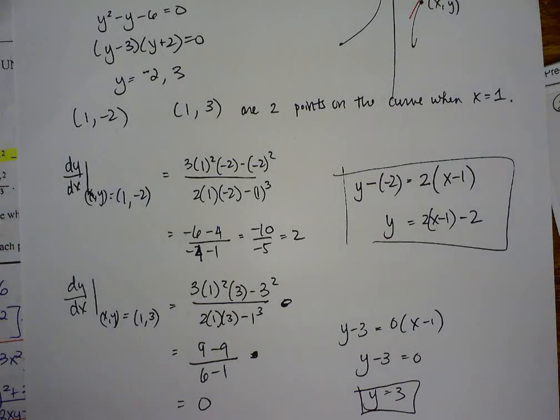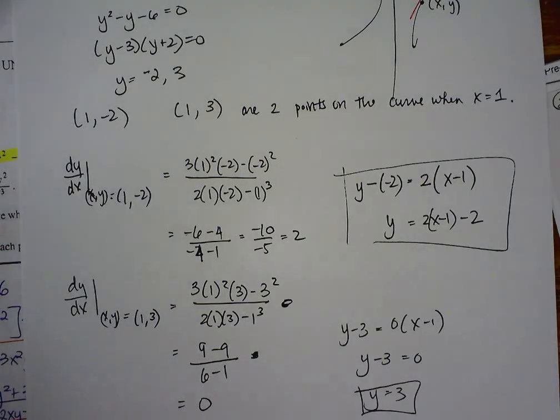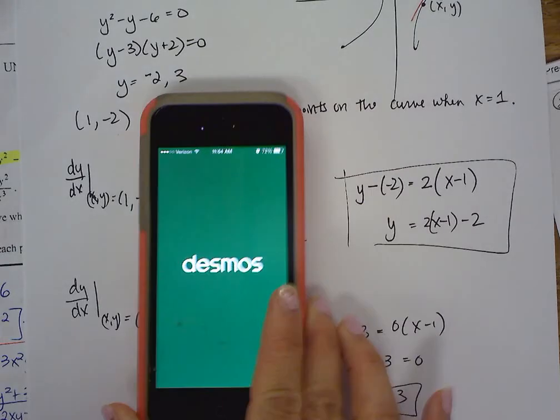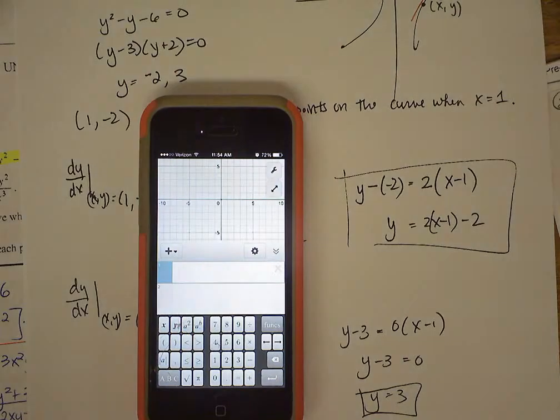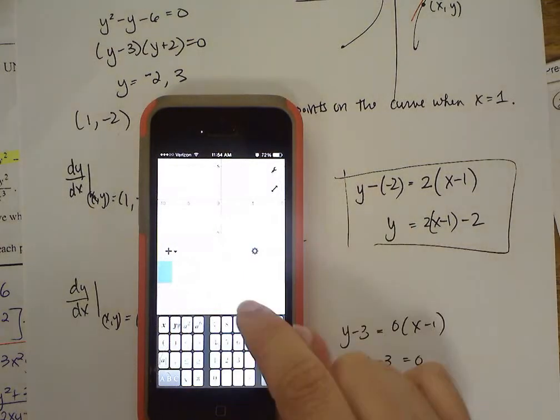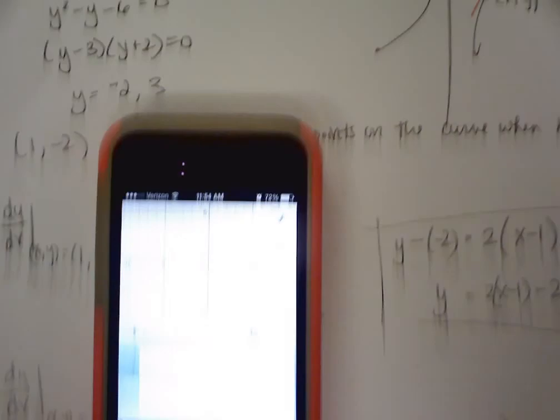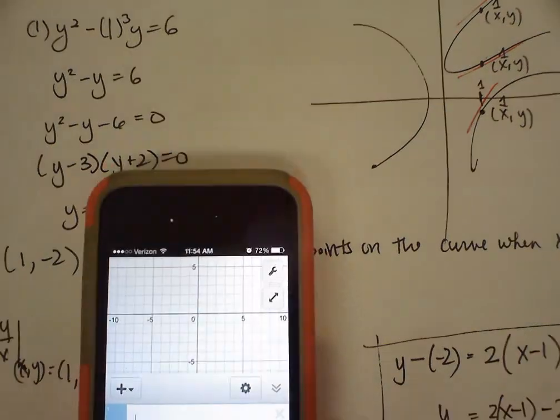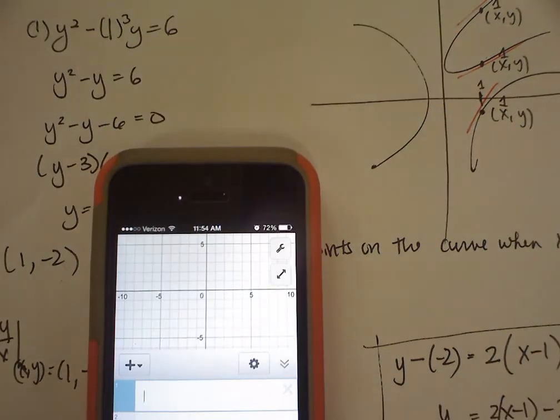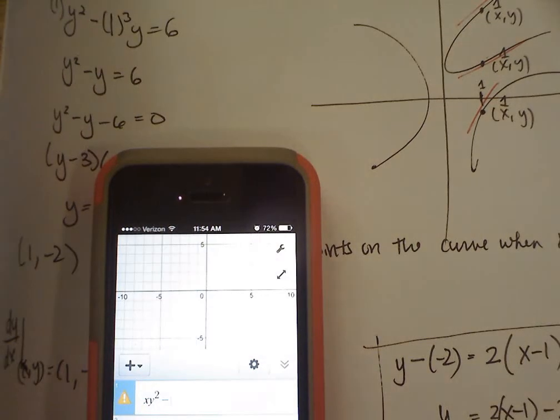Let me just show you. I was doing this problem with Daisy the other night, and we happened to graph it on Desmos. It's free. Desmos is free. So what you can do is you can actually put in the curve x, y squared minus x cubed y equals 6. You don't have to solve for y with Desmos. That's the beauty of it. Woo! Look at that graph.